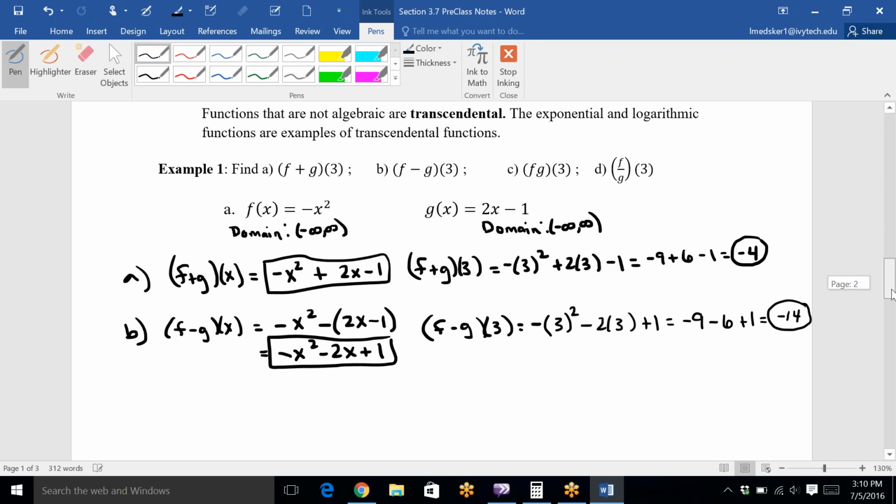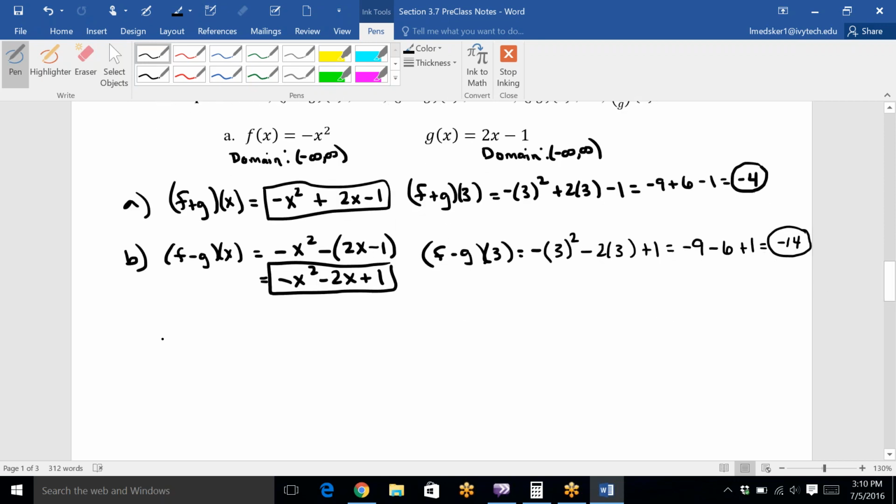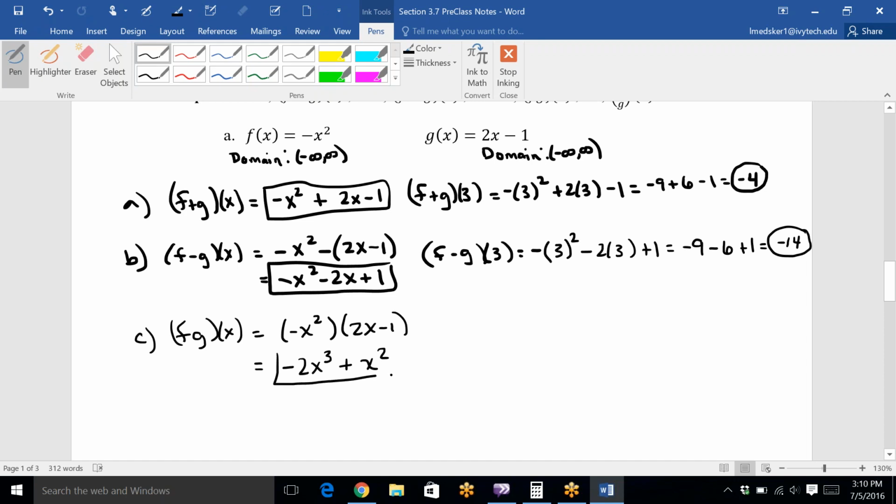Okay, now we're going to do multiplication, and then our last one will be division. So C, we're going to do f times g of x. That means you take the two functions, you multiply them together. So this would be negative 2x cubed plus x squared. So that is my function.